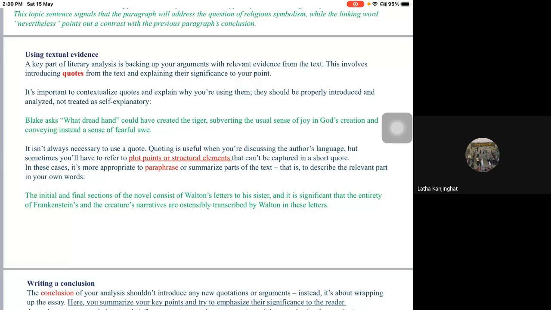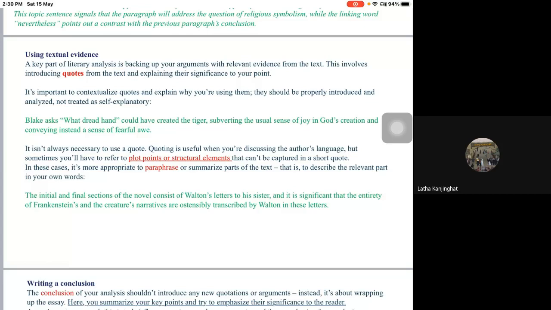So you don't make a point and leave it there. You need to give more strength to your points by putting in relevant examples using quotations from the text. It's important to contextualize quotes and explain why you're using them. If you use quotes and don't contextualize them, it still doesn't serve any purpose. Just putting a quote there, like dropping a bomb, doesn't do anything unless you put it in context. You explain why this quote is relevant to the point that you have made.